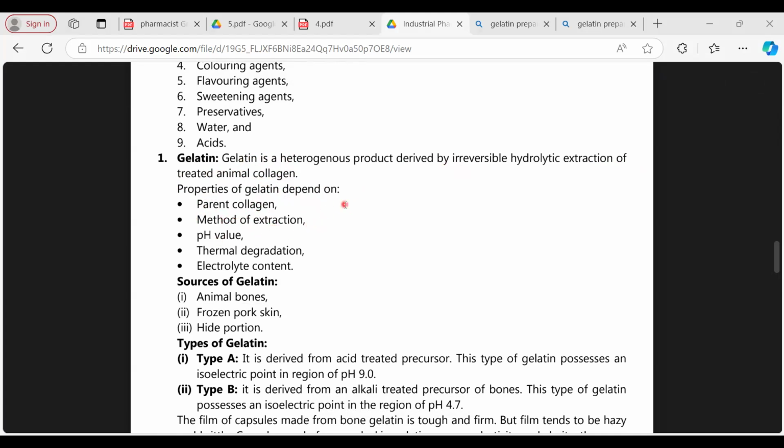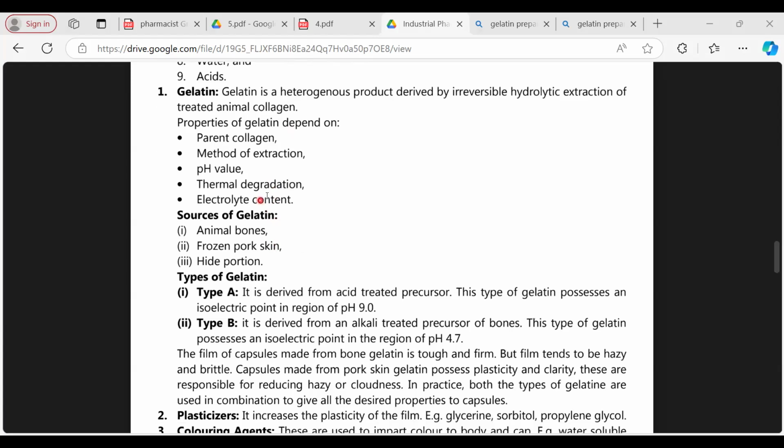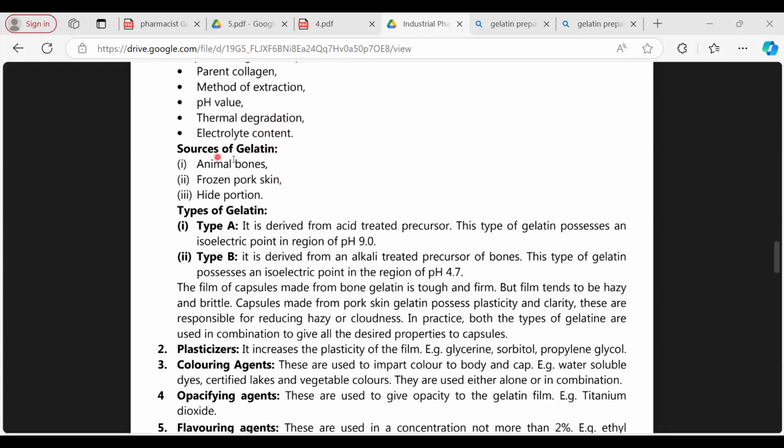Method of extraction: acid hydrolysis, alkaline hydrolysis. pH value: the isoelectric point of pharmagel A and B should be noted, very, very important. Thermal degradation and other things are not important. So sources of gelatin, just now we discussed: animal bones, frozen pork skin, and hide. Right? Hide and the skin of other animals.